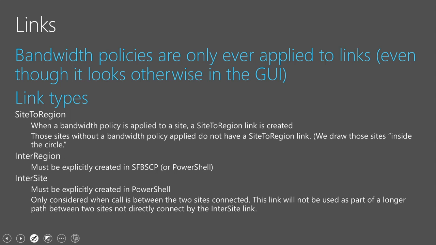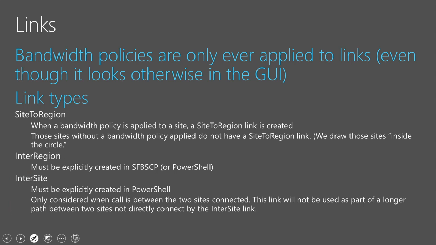Bandwidth policies are only ever applied to links. In the user interface, it looks like you're assigning a bandwidth policy to a site. It's a small distinction, maybe not that important. You're actually applying the policy to a link between that site and that region. I mention that because it never means that calls within that site would be restricted. So calls where both endpoints are in the same site are never restricted, because the bandwidth policy doesn't apply. It only applies when they cross a link between two sites.